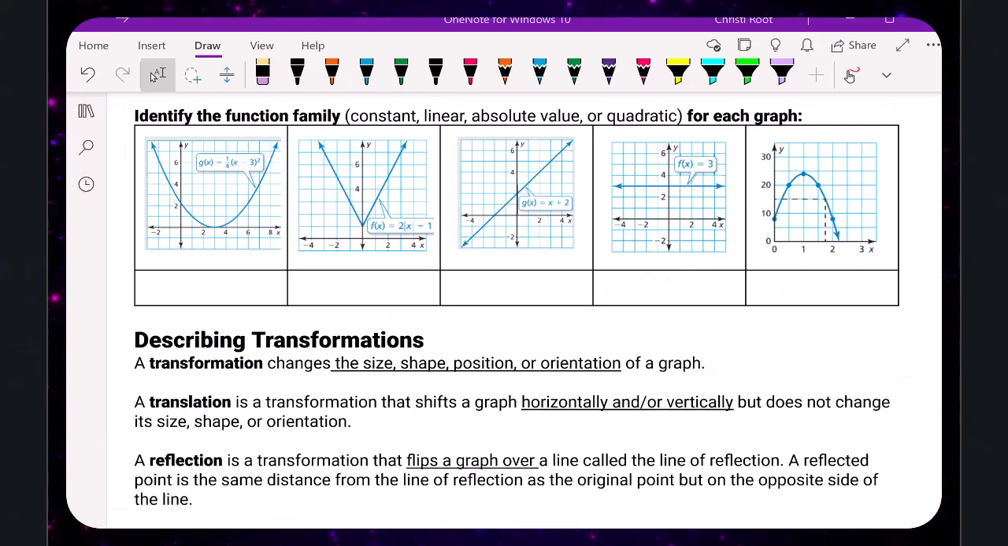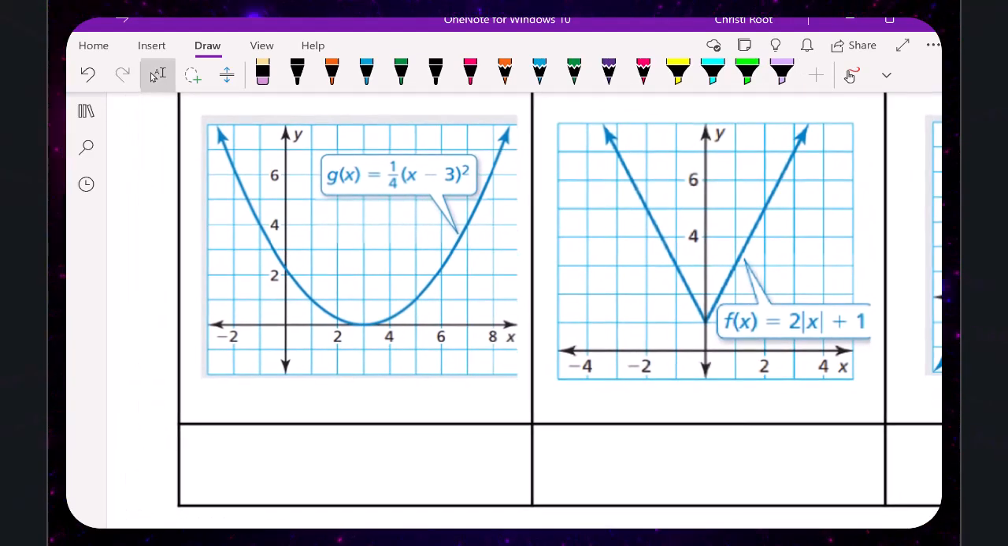Okay, let's scoot on to a little bit of practice. We want to identify the function family. We are going to choose whether it is a constant, a linear, absolute value, or a quadratic. I probably should have put some equations in here, but they are in here. So awesome, we have the shape and we have the equation. Let's look at our first example here.